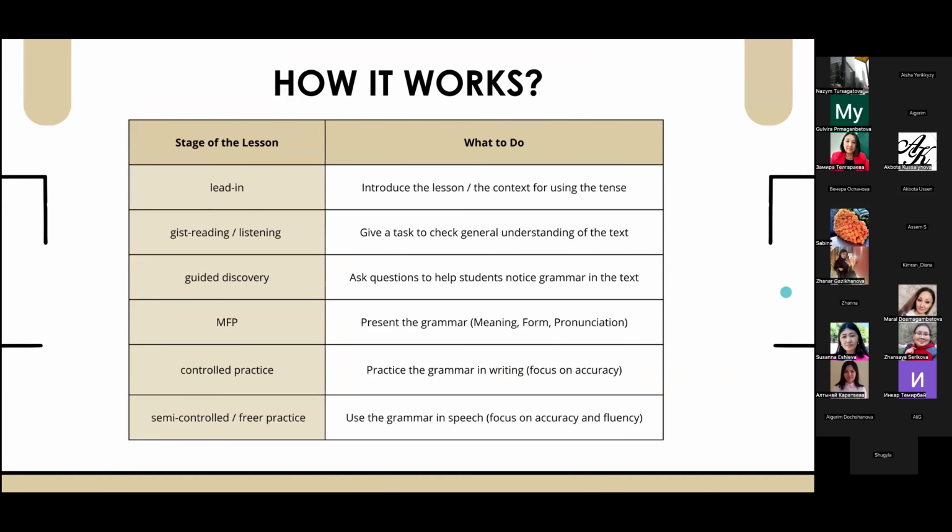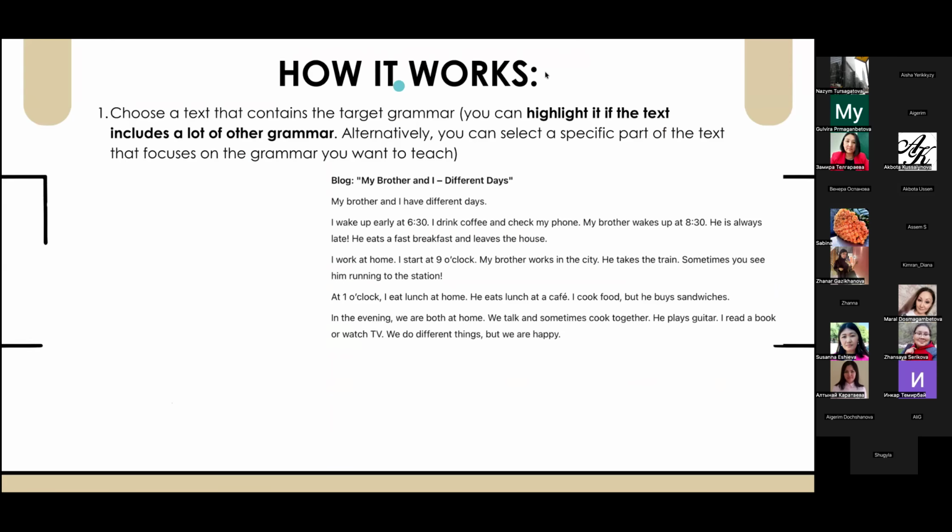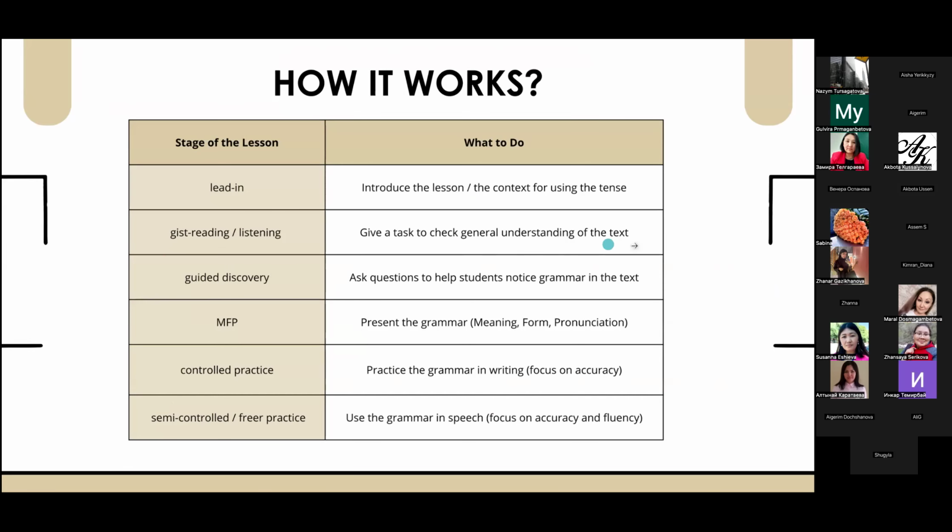Okay. Now, today we will focus only on the last four stages: guided discovery, MFP, controlled practice, and semi-controlled practice. Since these are, I'd say, the hardest parts of the lesson.